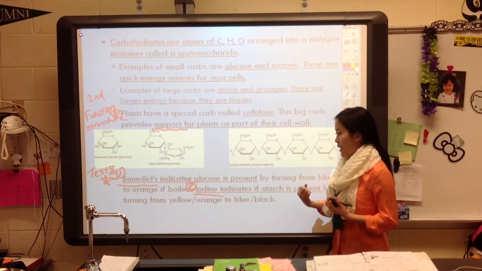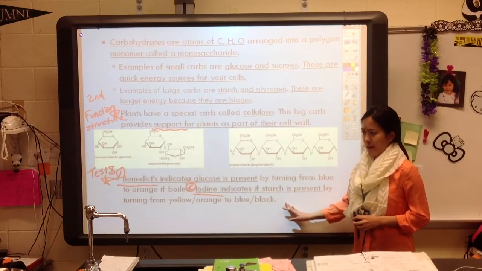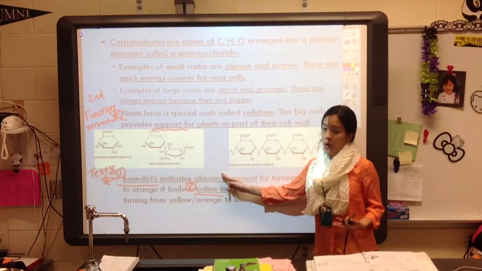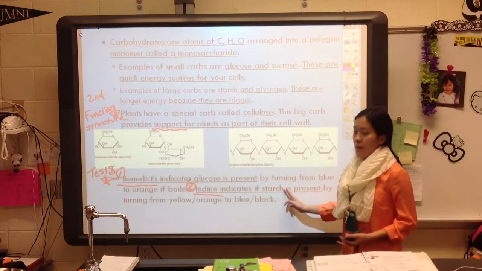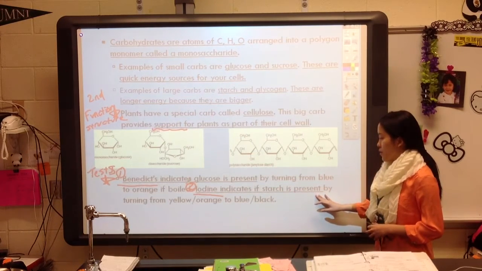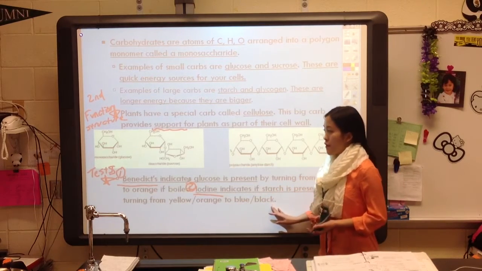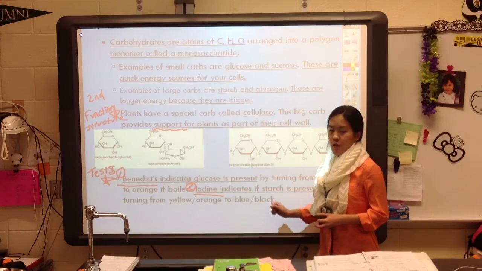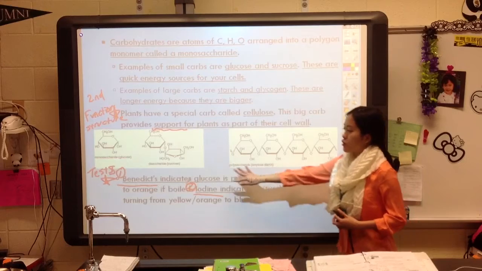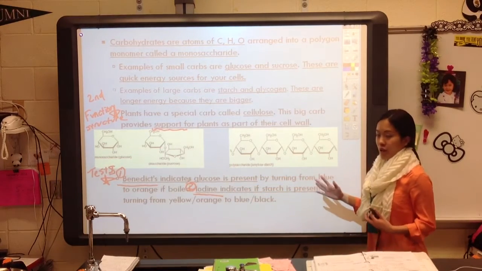The second type of test is iodine, and this indicates if starch is present. What was the difference between glucose and starch? Well, glucose was small, a monomer, and starch was a polymer, a polysaccharide, which is larger. Iodine will turn from a yellow-orange color to blue-black if starch is present. So these two tests tell you whether the small carbohydrate, glucose, is there, or the large carbohydrate, starch, is there.